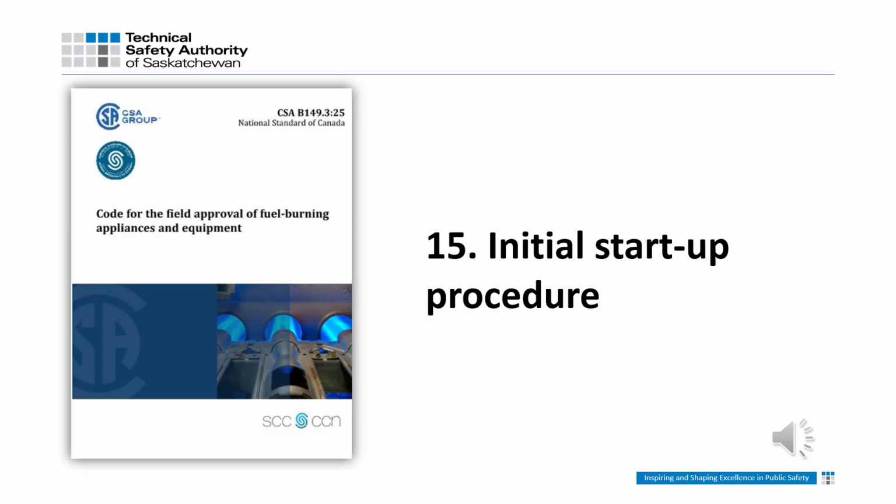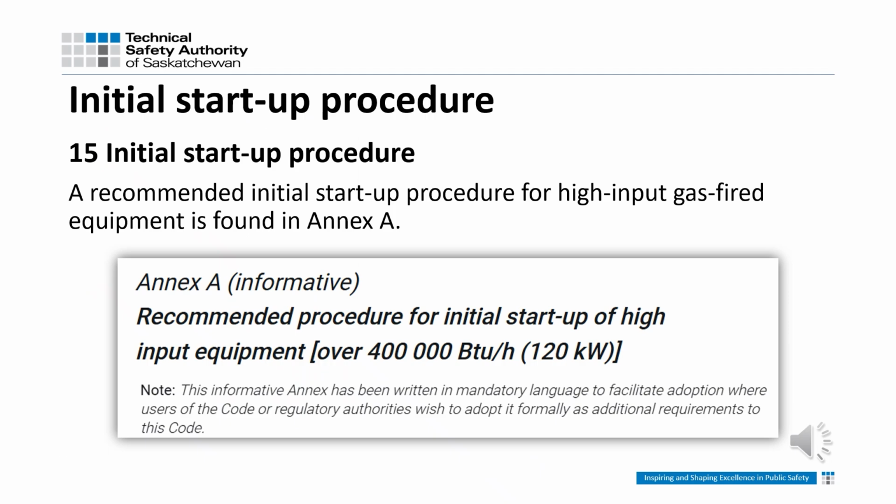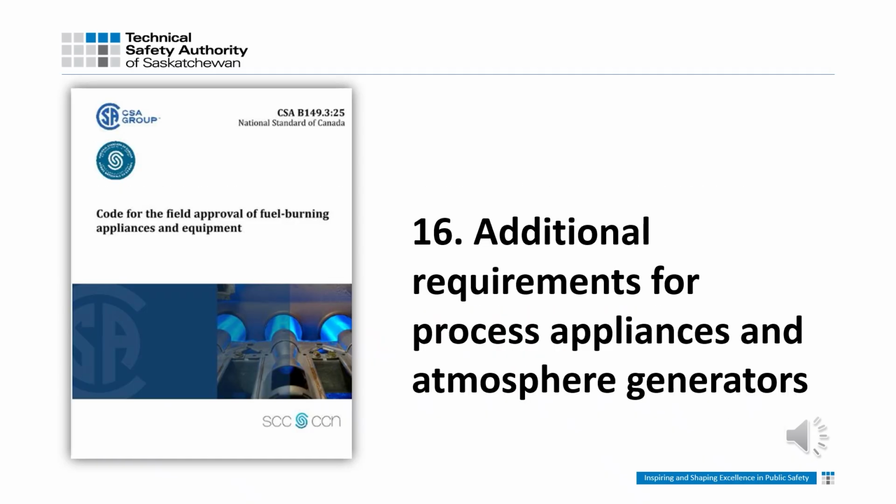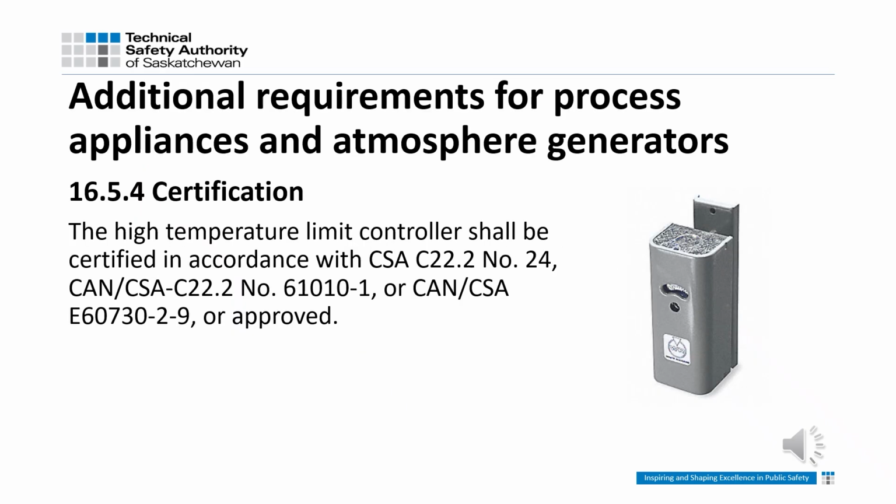Section 15, Initial Startup Procedure. This refers you to Annex A as a recommended startup for equipment over 400,000 BTUs per hour, but Annex A is not mandatory. Section 16, Additional Requirements for Process Appliances and Atmosphere Generators. 16.5.4, Certification. A high-temperature limit controller shall be certified to one of these standards or approved by the authority having jurisdiction.